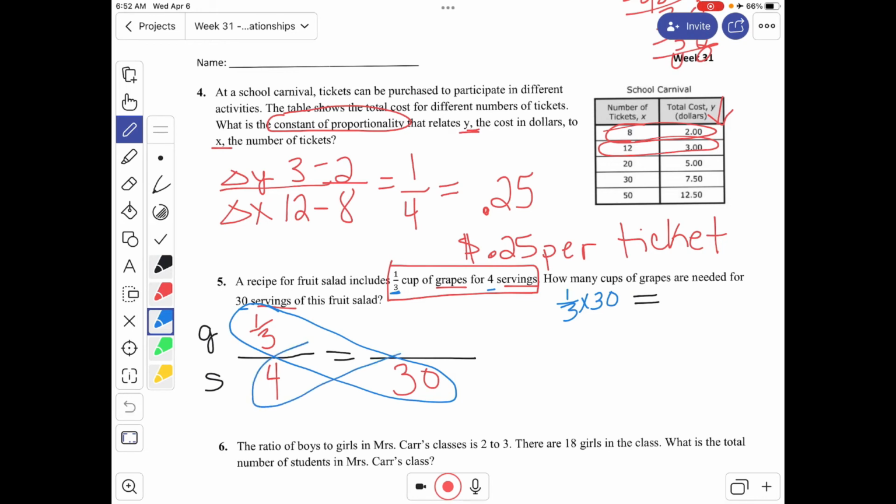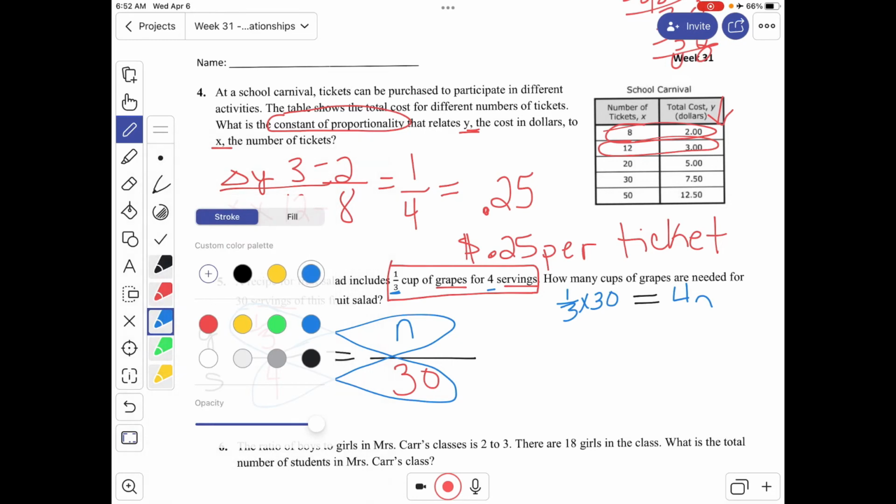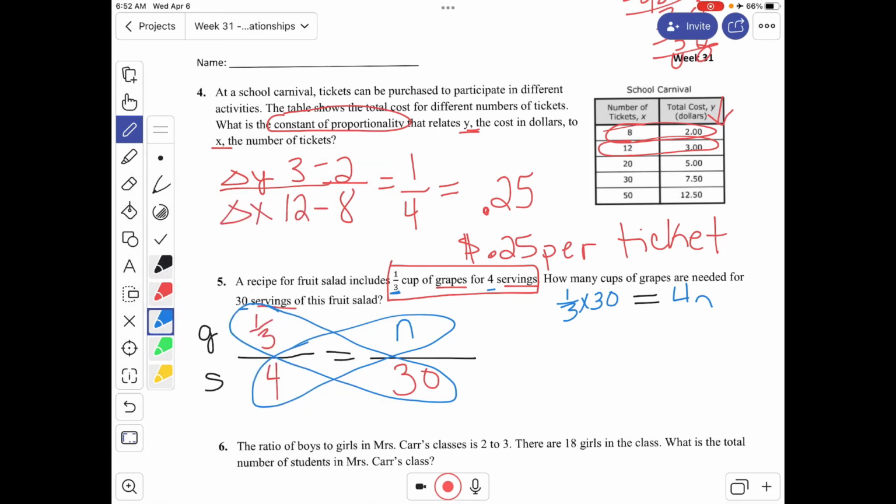And cross multiply the other way. Remember, if I don't know what is there, I'm putting a variable, so that's 4 times n. And again, if you are multiplying by a fraction that has a 1 on the top, that's really just division. So 1/3 times 30 is the same as 30 divided by 3, which is 10.